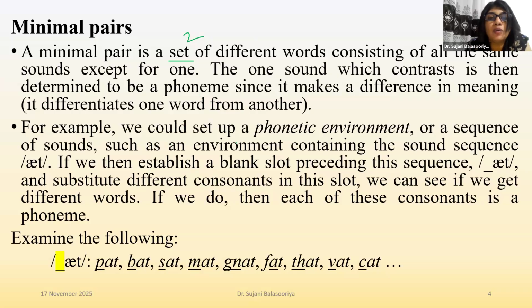So as an example, we could set up a phonetic environment, or a sequence of sounds, such as an environment containing the sound sequence at. Now in a minimal pair, basically we talk about two words, right? A pair of words means two words, but you have a lot of words here that can still be considered to understand this, right? Now look at this. How many words? You have a lot of words here. First one, pat, bat, sat, nat, fat, that, wat, cat. There can be many other words also.